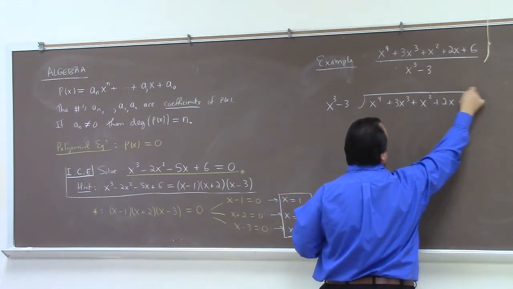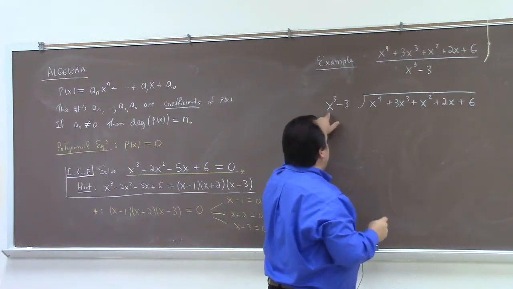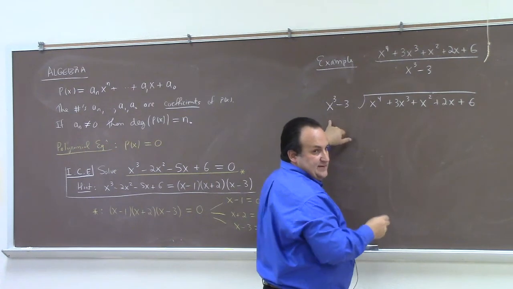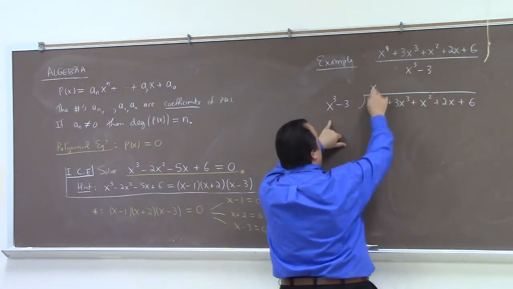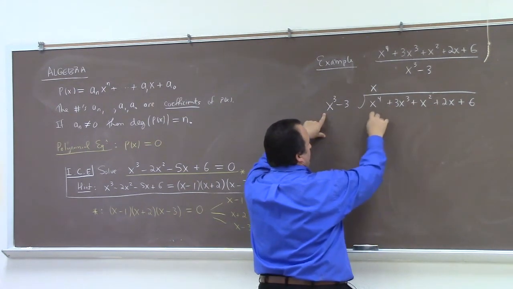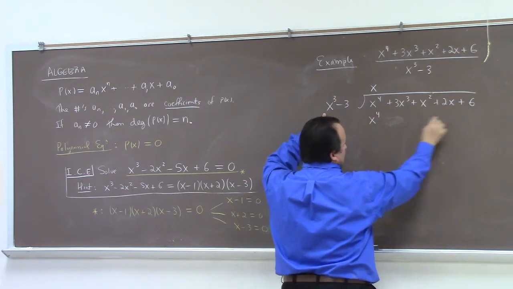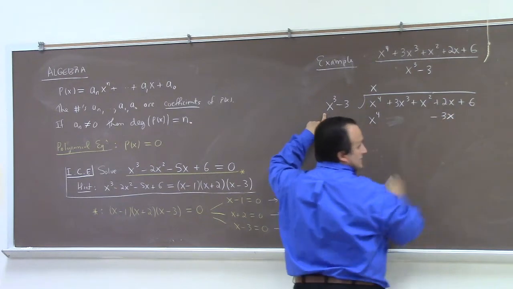All right, in order to get x cubed up to x to the fourth, I have to multiply by x. So I put an x here. X times this gives me x to the fourth minus 3x. Now, I'm going to write the 3x over here, because that's where that is. All right?